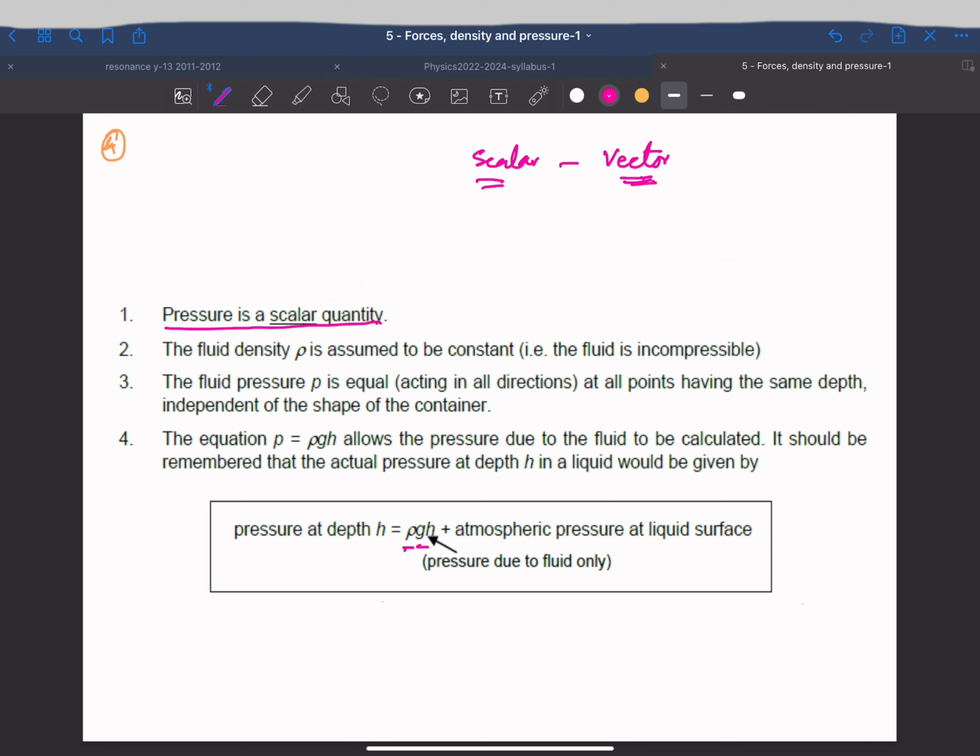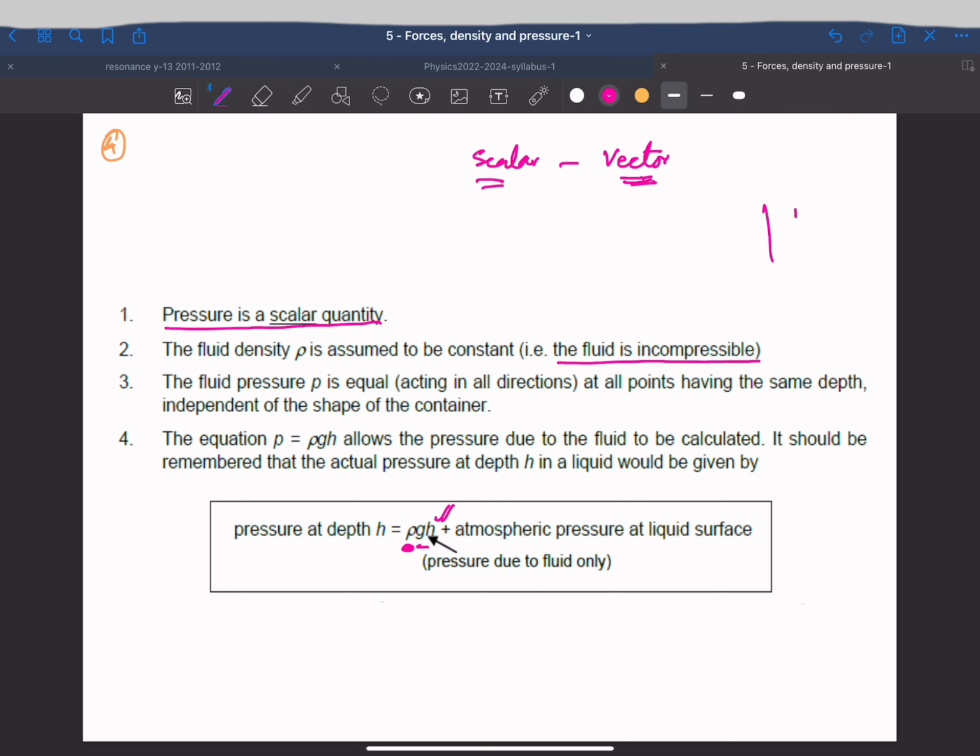The fluid density rho is assumed to be constant, of course, as I have already explained. If you are talking about a fluid in a particular container, the height of the liquid may have different heights or can change, but as far as the density is concerned for a liquid, it will remain the same or constant. And you know that the fluid is incompressible, yani there will be no change in the density of the fluid. You cannot compress the fluid.